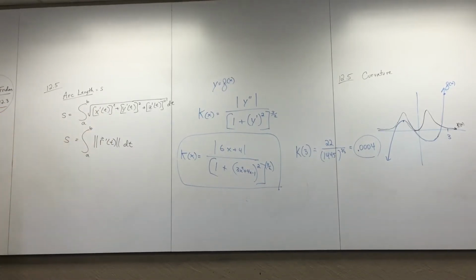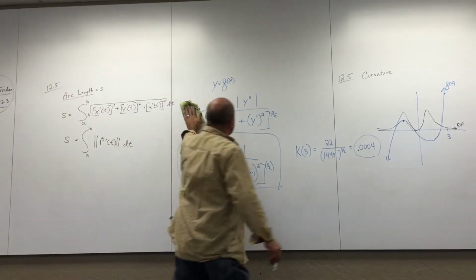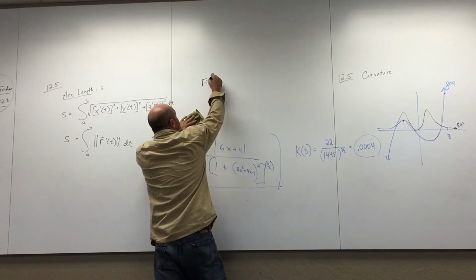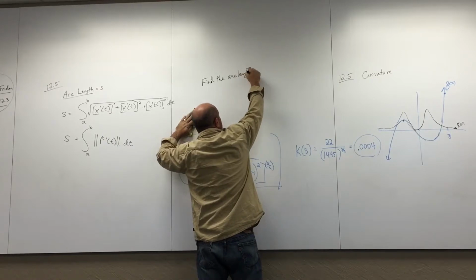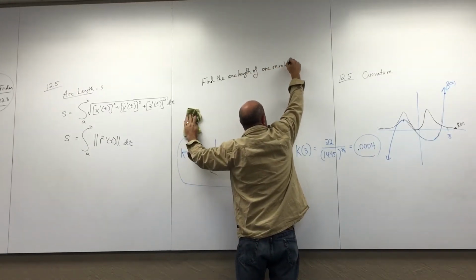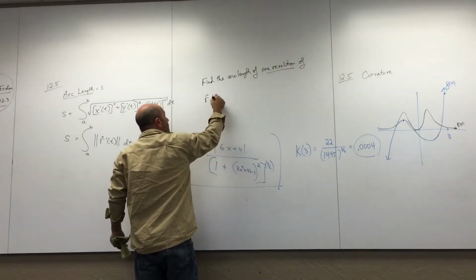That's arc length. Let's try it. Let's do one. So I want to find the arc length of one revolution of this curve.